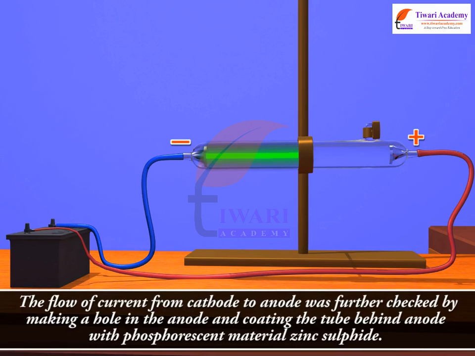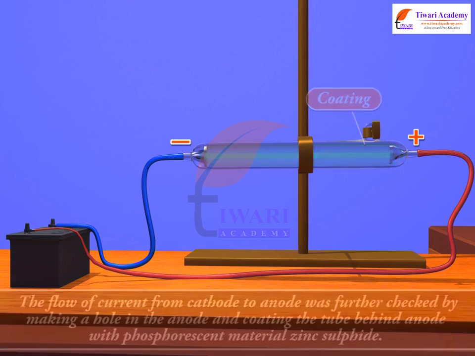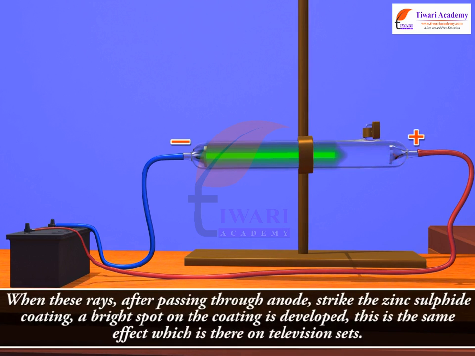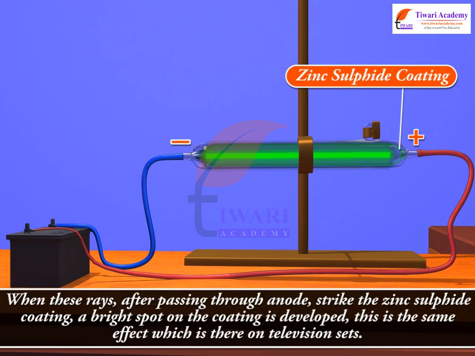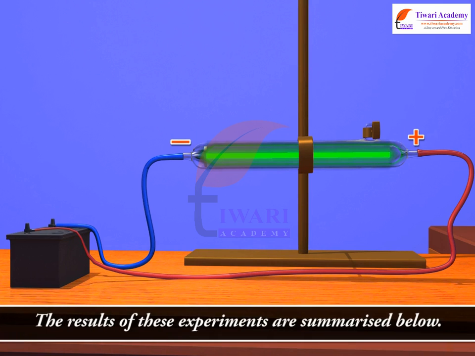The flow of current from cathode to anode was further checked by making a hole in the anode and coating the tube behind the anode with phosphorescent material, zinc sulfide. When these rays, after passing through the anode, strike the zinc sulfide coating, a bright spot on the coating is developed. This is the same effect which is there on television sets. The results of these experiments are summarized below.